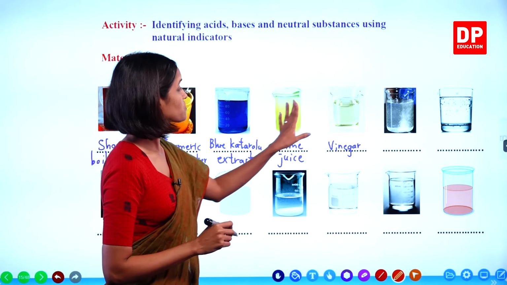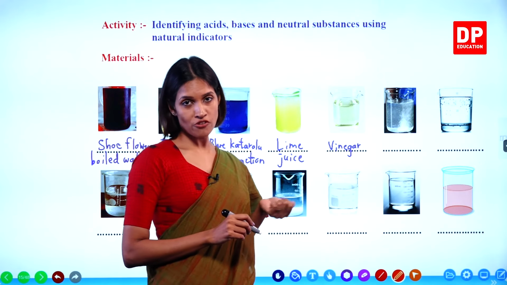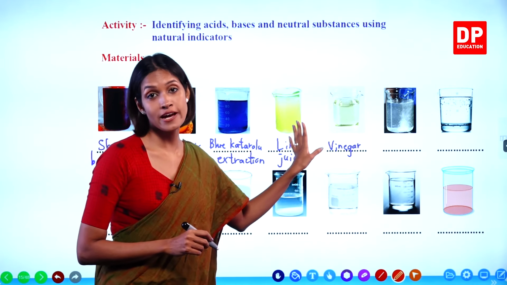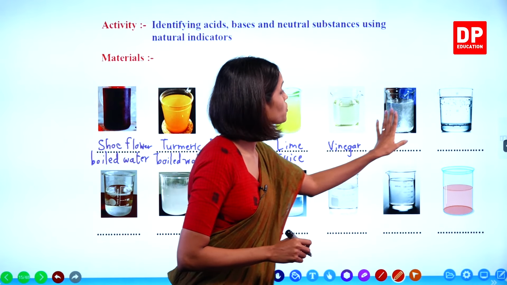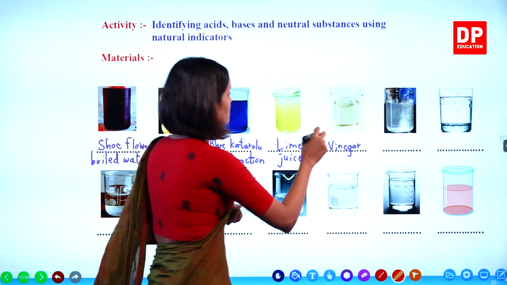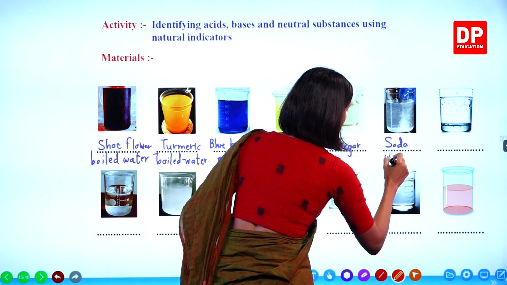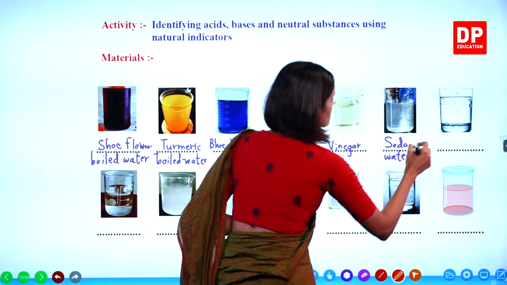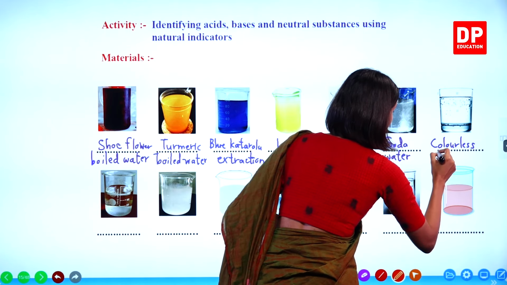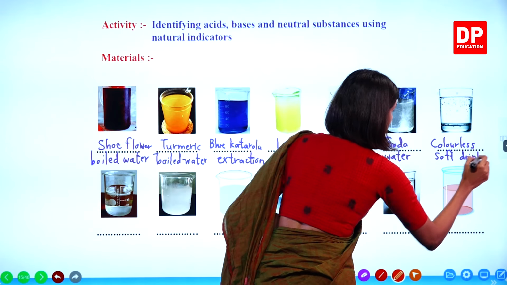We need lime juice, vinegar, soda water and colorless soft drink. Okay, children, remember, lime juice and vinegar, you all know that they come under acids. And soda water and colorless soft drinks also come under acidic substances. Soda water, colorless soft drink.